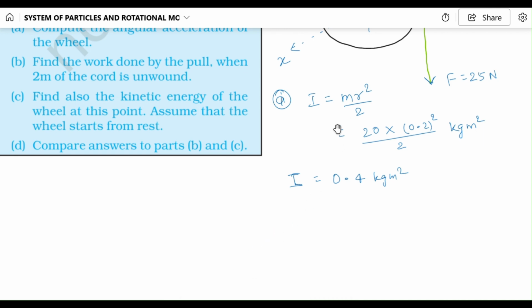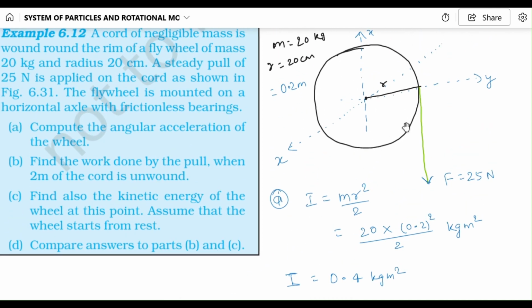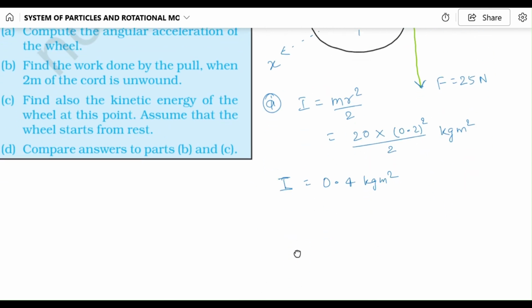Now what can we have next? Next we can get the torque. And look here, this is the position vector, and this is the force, and these two are perpendicular. So we can find the torque directly. Torque should be R times F.